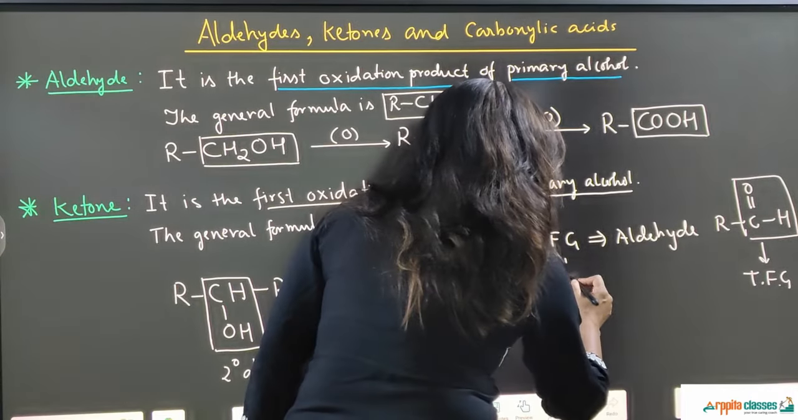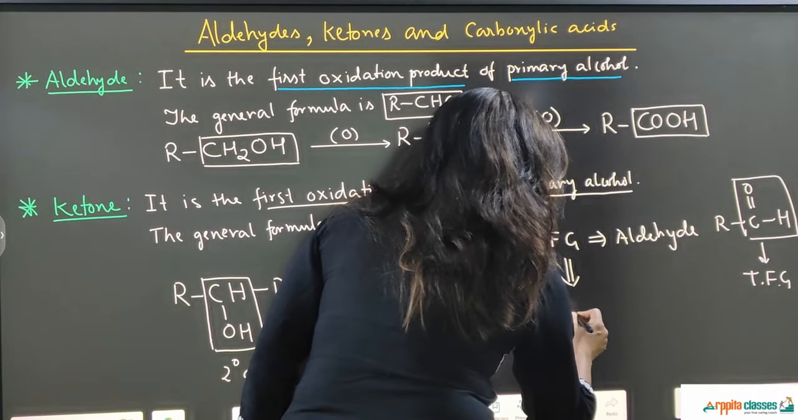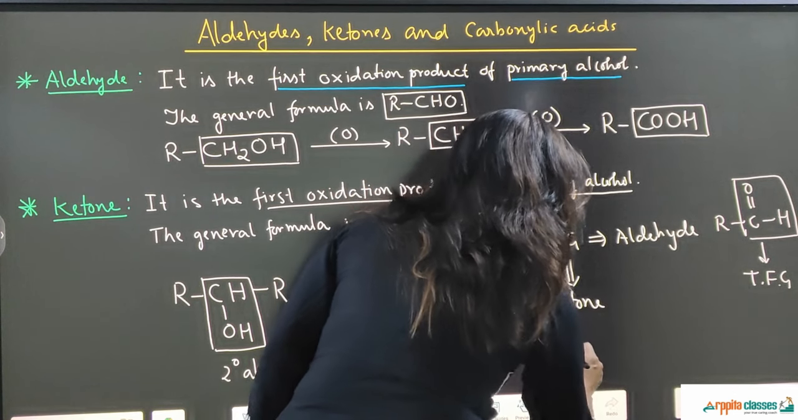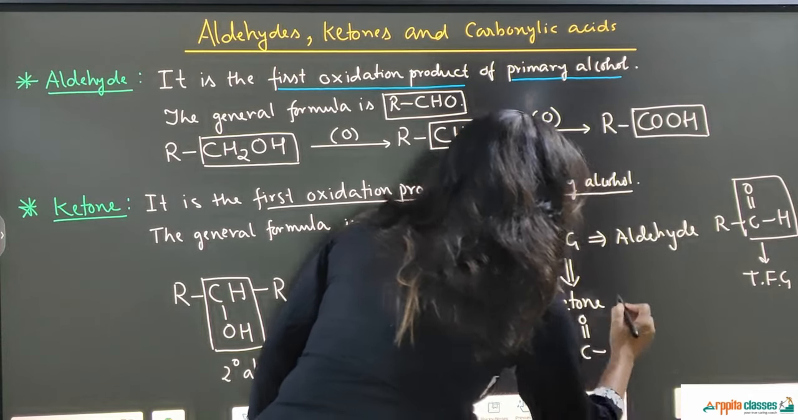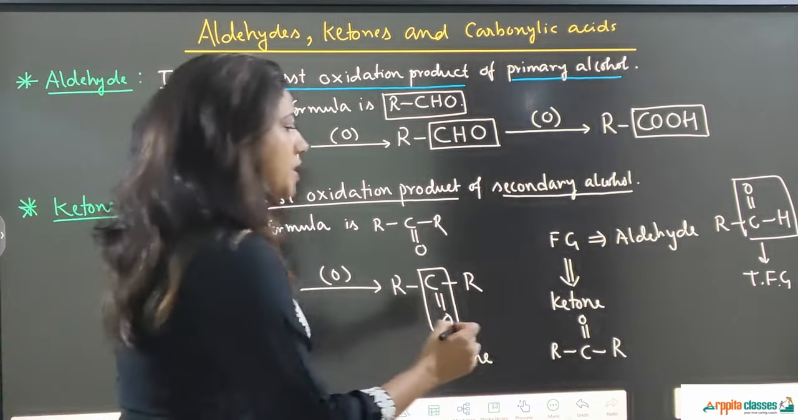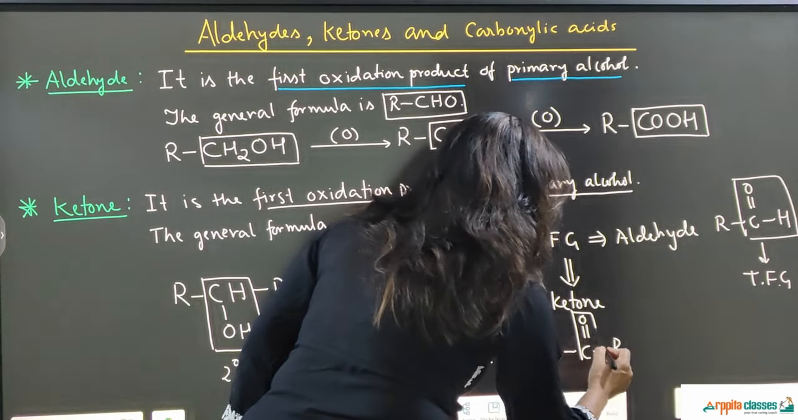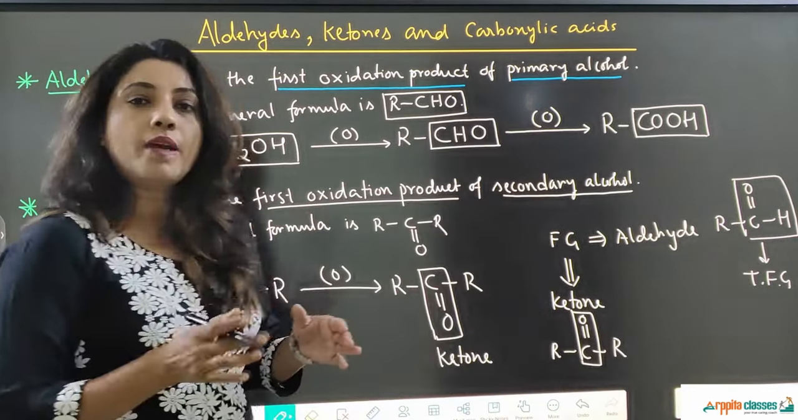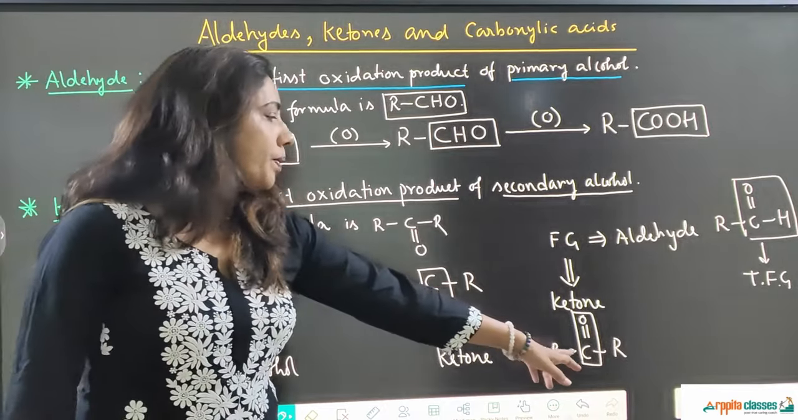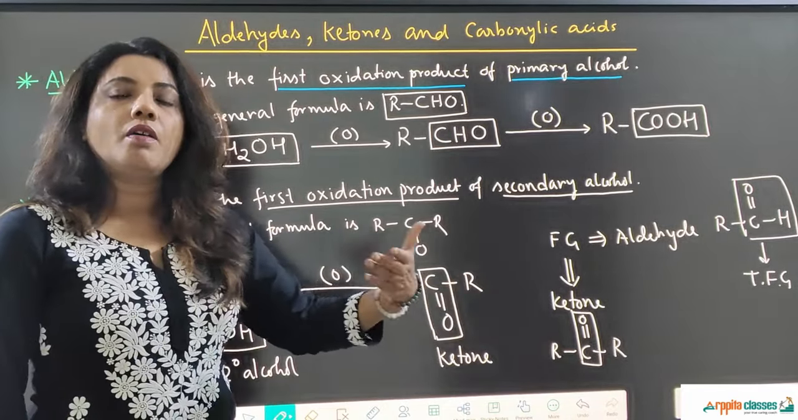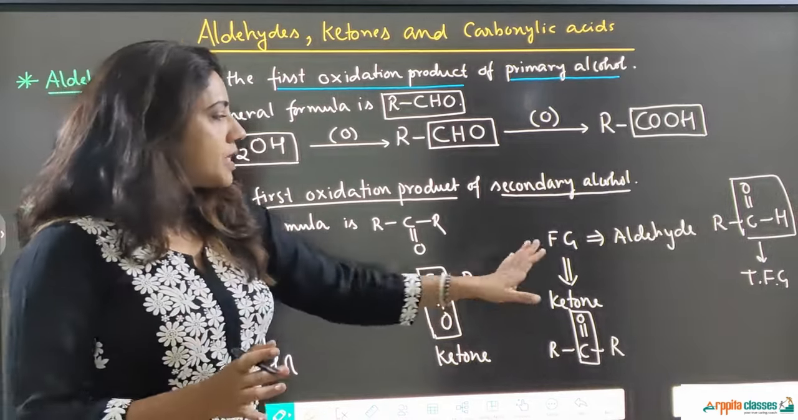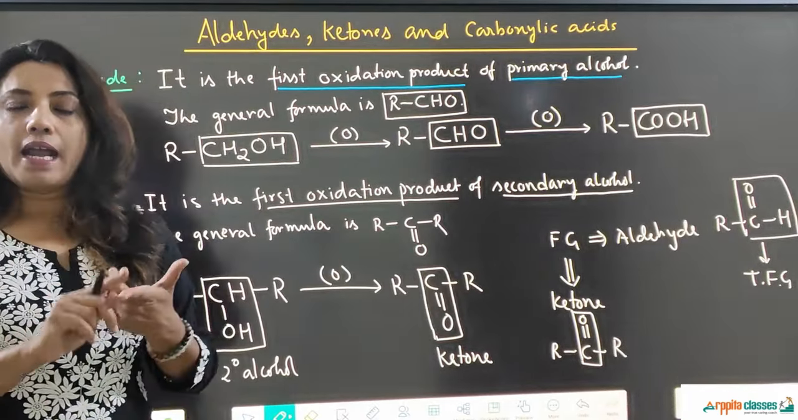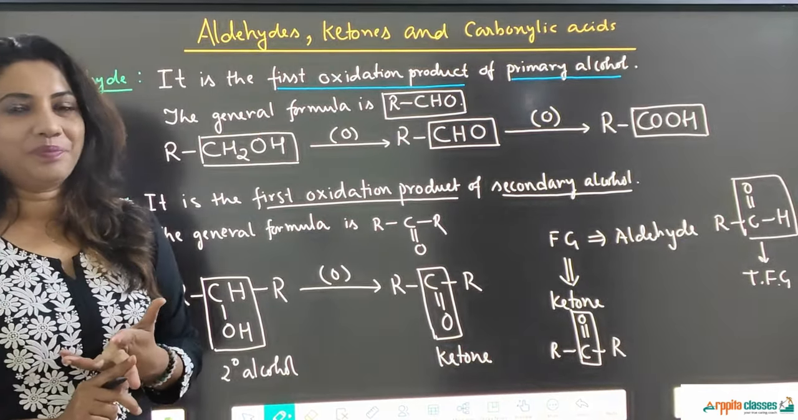Whereas the functional group for ketone is R, C double bond O, R. So you can see here the ketone group is flanked by two alkyl groups. That means it has to be always in between. Ketone group cannot be a terminal functional group. It is always in between. Okay, so this is the basic thing about the aldehyde and ketone.